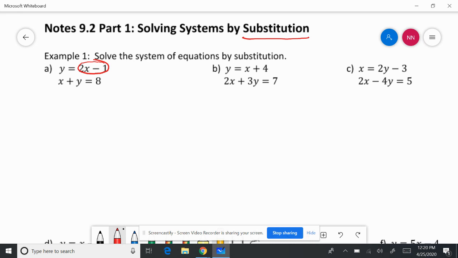So if we look at our example 1, we have y is equal to 2x minus 1. Since y is equal to 2x minus 1, we're going to plug it in for y in the other equation. So we have x plus, now instead of y, we're going to replace it or substitute it with 2x minus 1. Now we're going to add the like terms, and we get 3x minus 1 equals 8.